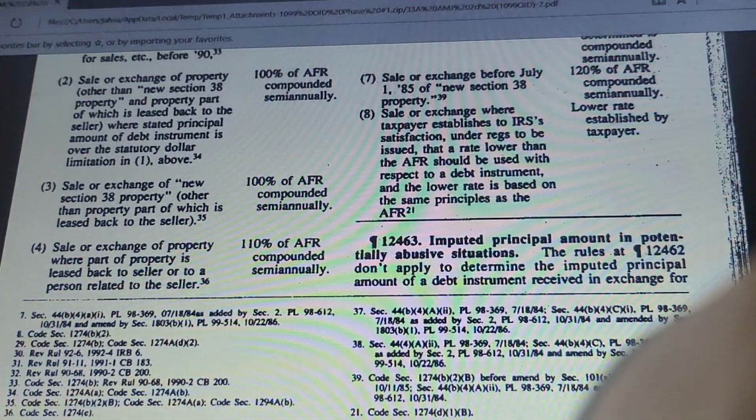3. Sale or exchange of new section 38 property other than property part of which is leased back to the seller. And then it'll be 100% of AFR compounded semi-annually. 4. Sales or exchange of property where part of the property is leased back to the seller or a person related to the seller. 110% of AFR compounded semi-annually.